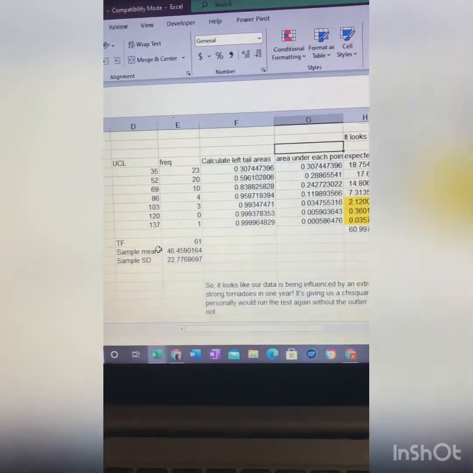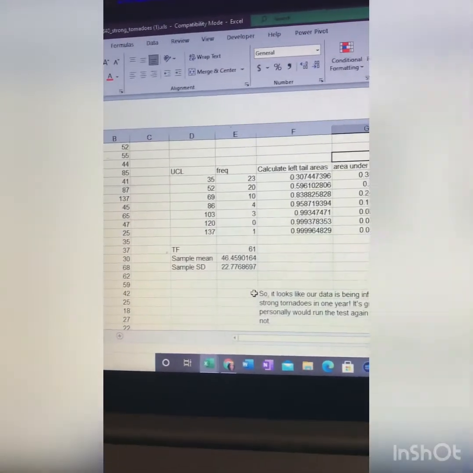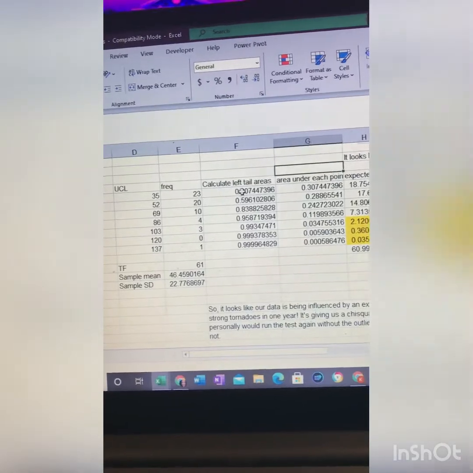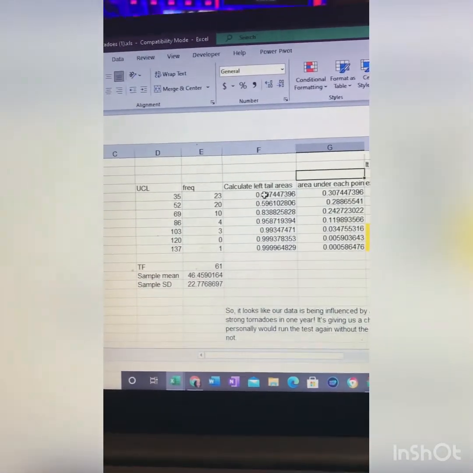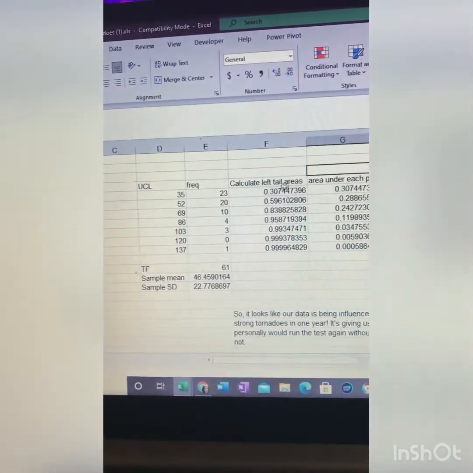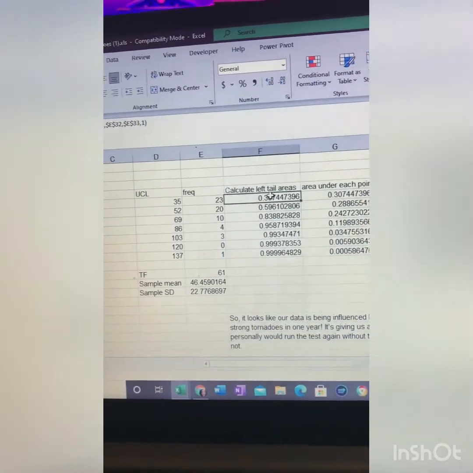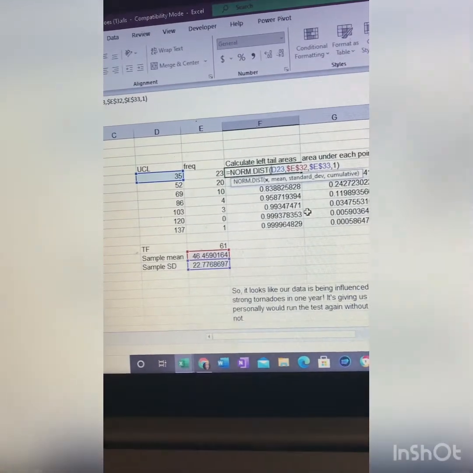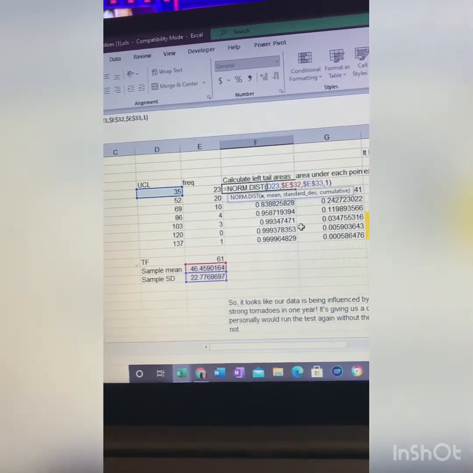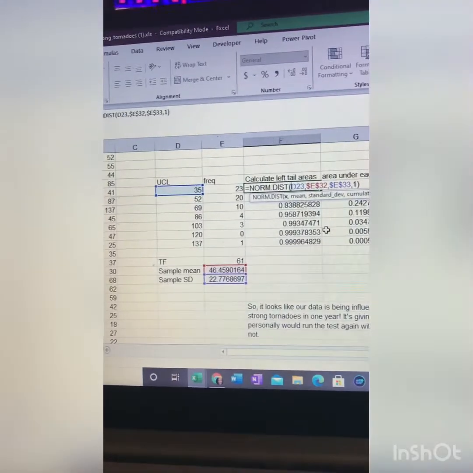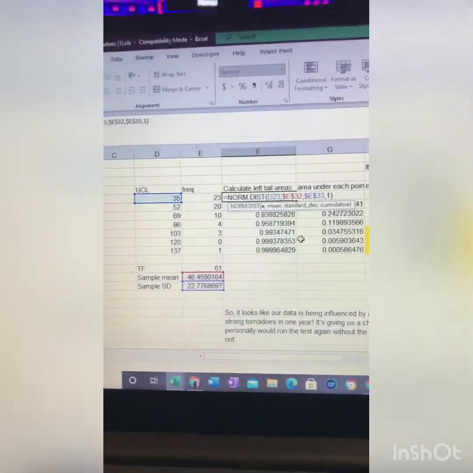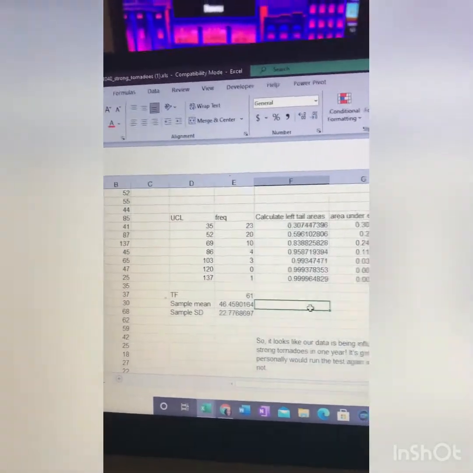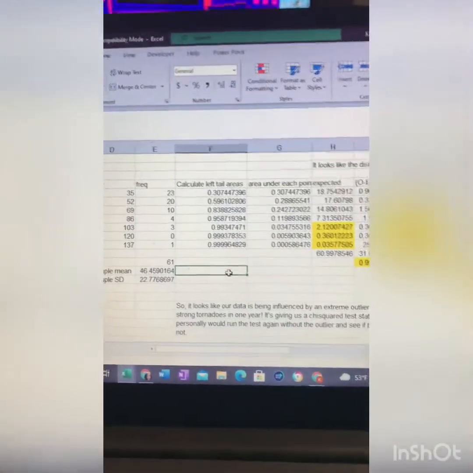Now to do our goodness of fit test, we're going to copy our upper class limits and our frequencies down here again. Next, we're going to calculate the left tail area, where we do equals norm.dist, with our upper class limit as our x, the mean, and the standard deviation, and then we make it cumulative. We'll do that for each of the class limits to calculate what the left tail area of each point should be under the normal distribution.